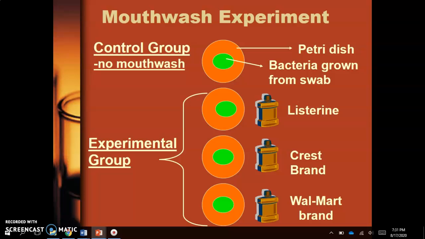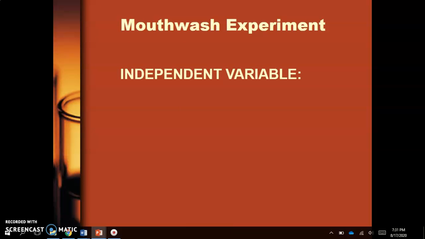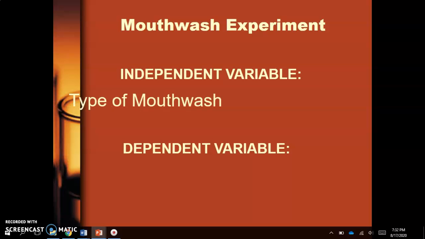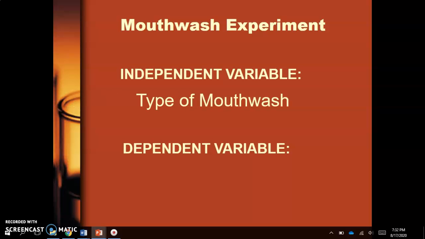And then our experimental groups are going to be the 3 Petri dishes that have the Listerine, the Crest brand, and then the Walmart brand. Okay, so here our independent variable is the thing that's changing, the thing that I change about the experiment. In this particular experiment, the thing that we are varying is the type of mouthwash. We've got 3 different types. We're varying the types. That's what I'm changing.